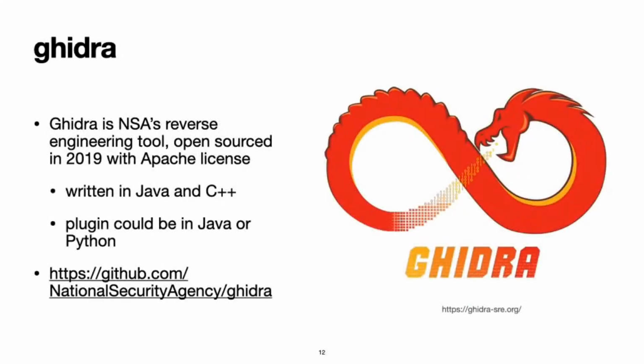Okay, Ghidra. To check binaries on macOS or iOS, reverse engineering tools usually are useful. Here we use Ghidra. Ghidra is an NSA reverse engineering tool which was open sourced in 2019 with Apache license. It's mainly written in Java and C++, and the plugins for Ghidra could be developed in either Java or Python.